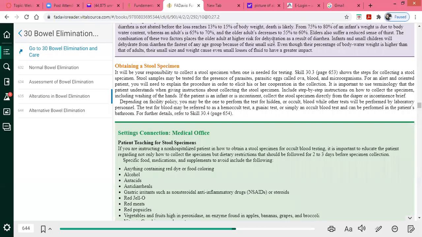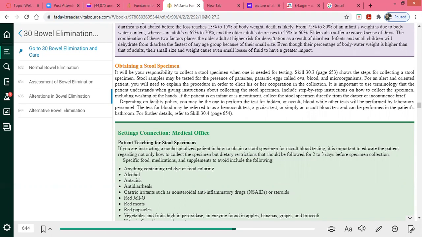It talks about patient teaching that's necessary when preparing to collect the stool specimen. Typically, dietary restrictions need to occur 2 to 3 days prior to the specimen collection. Some of the dietary restrictions will be you need to avoid some foods like red meat, red jello, that type of thing, so it will not affect the results.